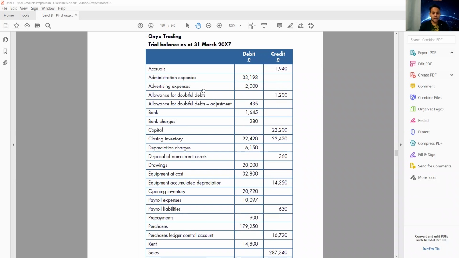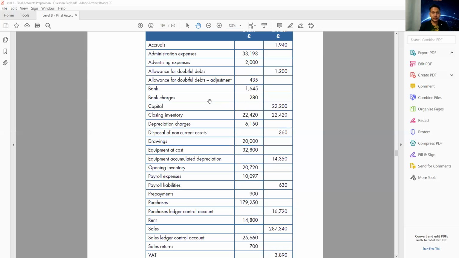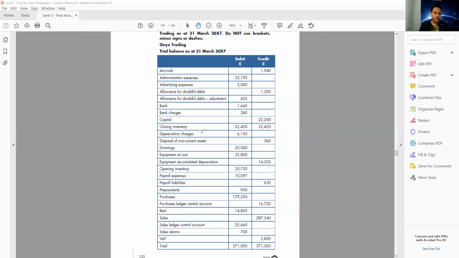So very quickly identify which figure or which item is relevant to the statement of financial position, and we can write it down in the corner. So let's find it out together. Accruals. Is it relevant to the statement of financial position or not? So everyone, we try together. Accruals. So we said yes.